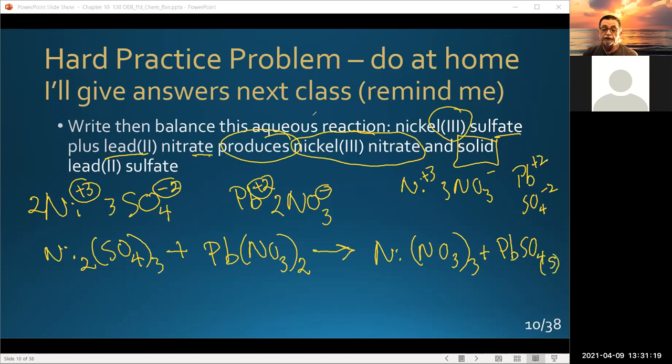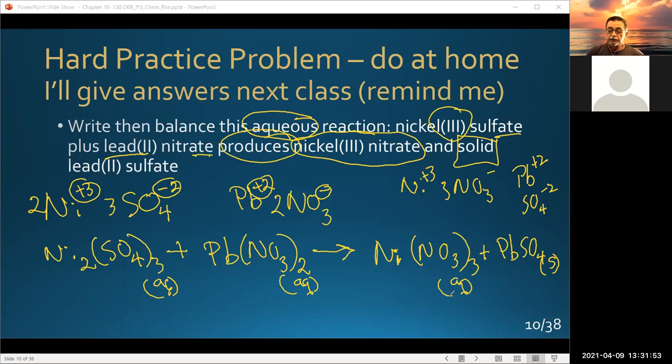Now, all of these initially say aqueous. So this is aq, and this is aq. And guess what? The nitrate is aq, nickel nitrate. In fact, if you go to the solubility table, you will find that all nitrates, regardless of what they're bonded to, are always soluble. And that's why nickel nitrate, nickel 3 nitrate, is soluble, okay, and aqueous.